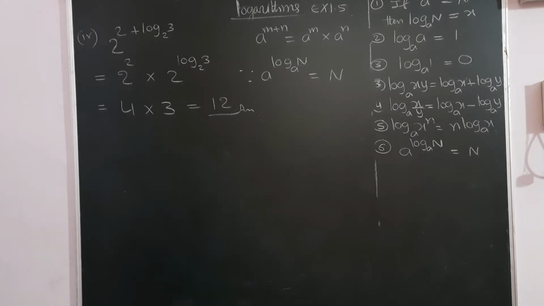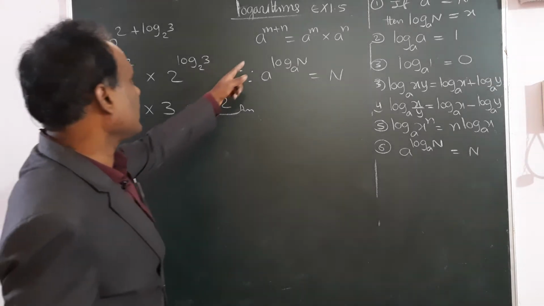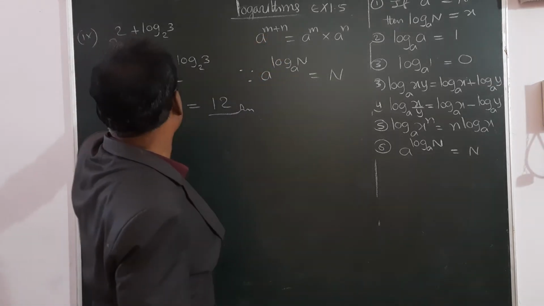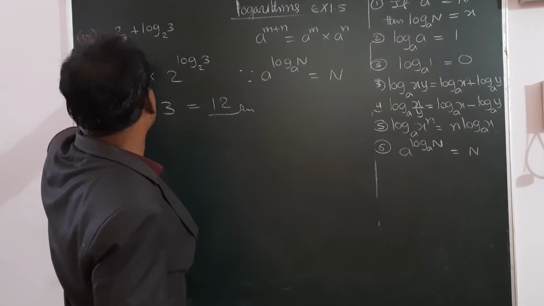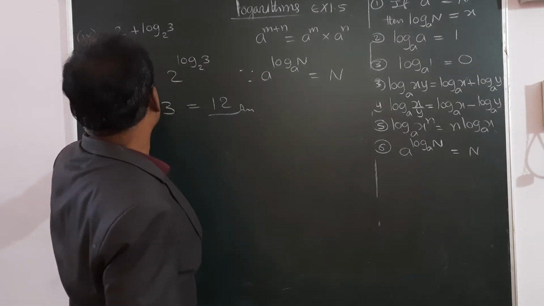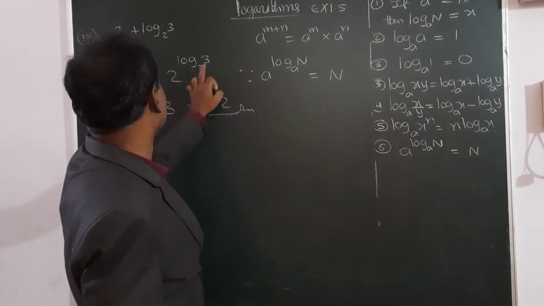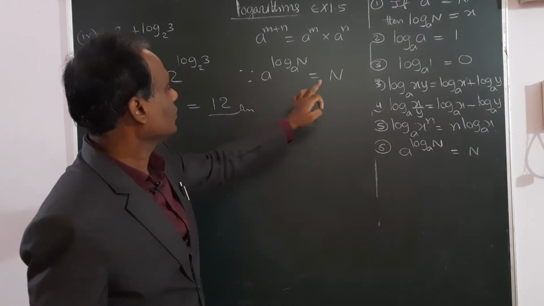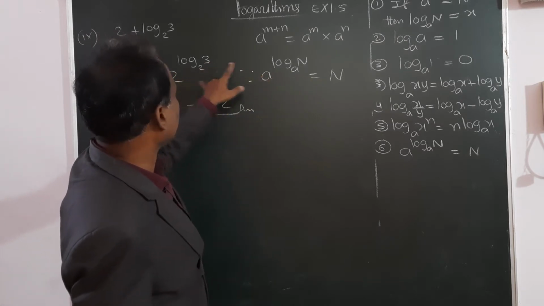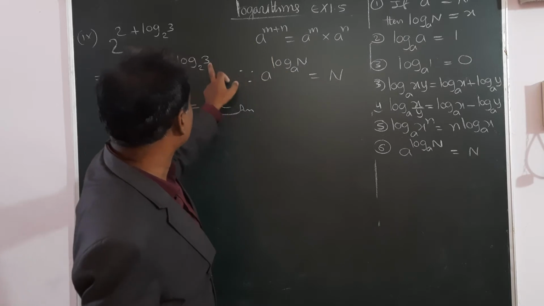The formulas which I applied here are clearly mentioned here. A power m plus n is a power m into a power n. 2 square is 4, these two are equal, this is 3, 4 into 3, 12. So this total is equal to n, which is nothing but 3.